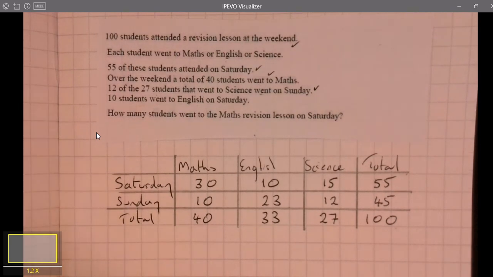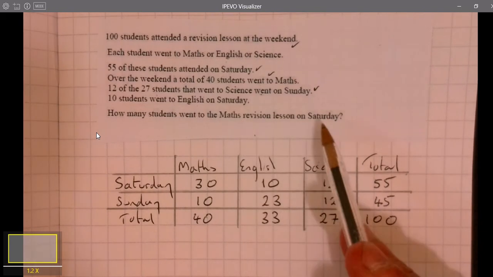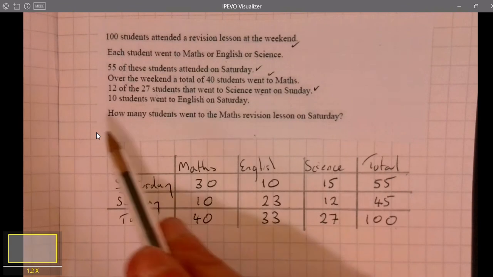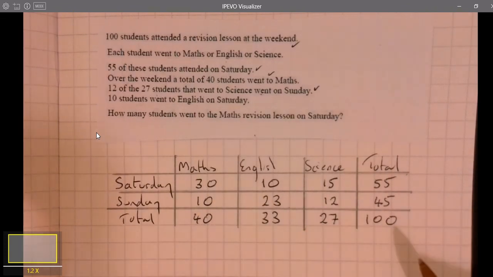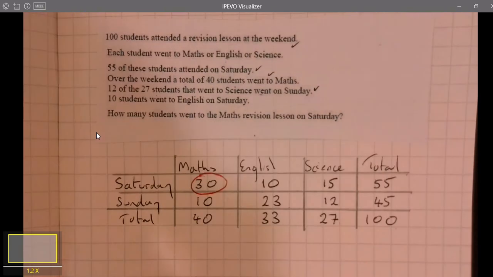Don't forget to actually answer the question: how many students went to the maths revision lesson on Saturday? If you notice, I didn't even look at that until I got to this stage. How many students went to maths revision lesson on Saturday? So maths revision on Saturday, the answer is 30.